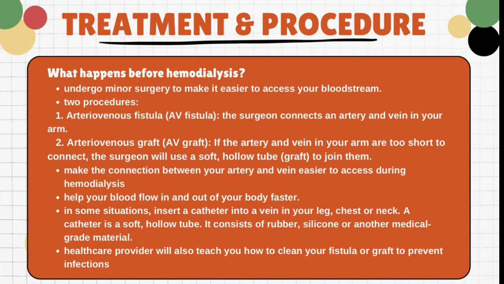What happens with hemodialysis? We will undergo surgery to make it easier to access your bloodstream. There are 2 procedures. First, arteriovenous fistula. The surgeon connects an artery and vein in your arm. Second, arteriovenous graft. If the artery and vein in your arm are too short to connect, the surgeon will use a soft hollow tube to join them. It will make the connection between your artery and vein easier to access during hemodialysis.